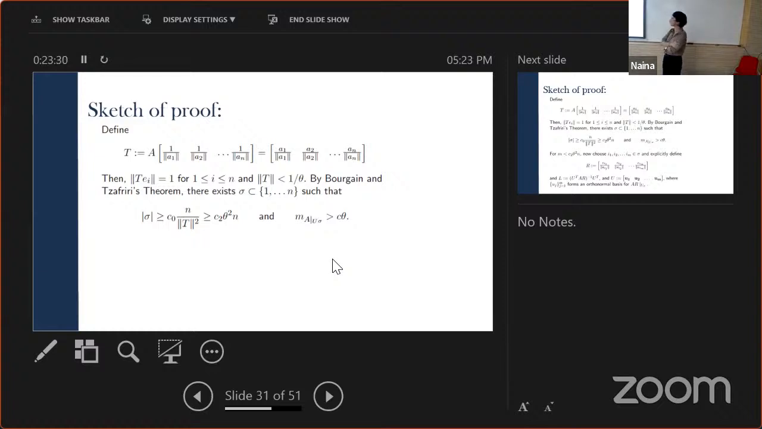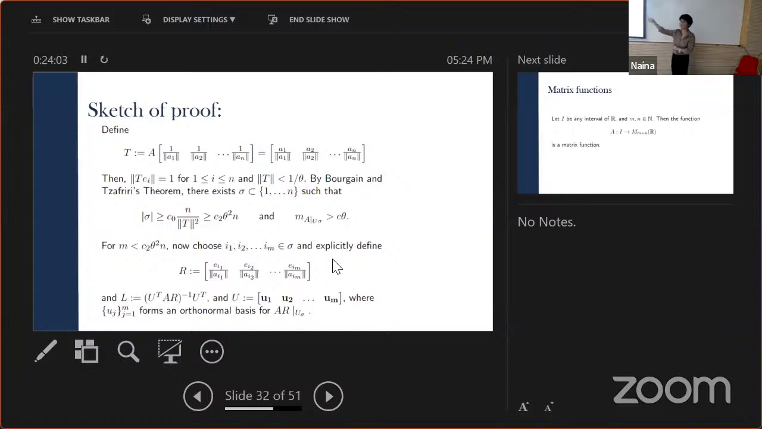And then using Bourgain and Tzafriri, we can conclude that we can find a subset sigma of 1 to n. Basically, we can find columns of this matrix T which is well invertible, and the lowest number of such columns that we can find is bounded by P naught and norm T squared, which is just basically the Bourgain-Tzafriri, and then that constant is C2 times theta squared m. This requires some work, but this is what you can show. And on that space, this matrix is well invertible. This is also what the Bourgain-Tzafriri theorem says.